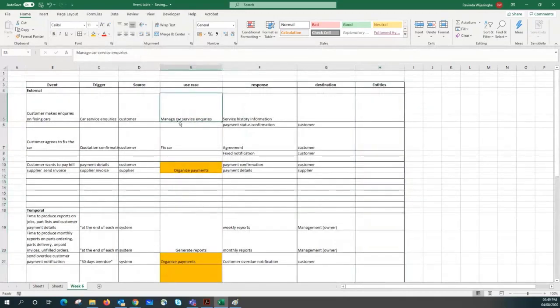Right. So if you think about this, manage car service inquiries. So inquiries coming from the customer, right? So definitely we need to have an entity for customer. That means we need to have that table, right? Otherwise it doesn't make any sense, right? So we need to have customer, right? And then what else we need? Customer needs to be there.